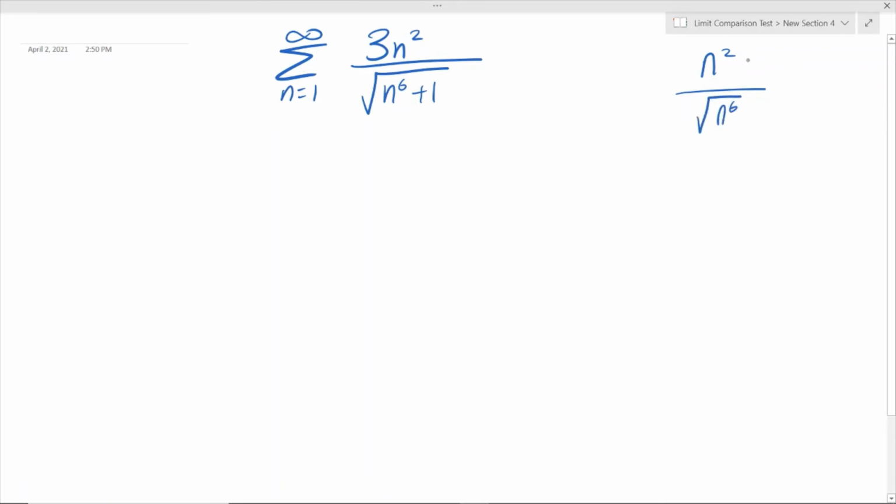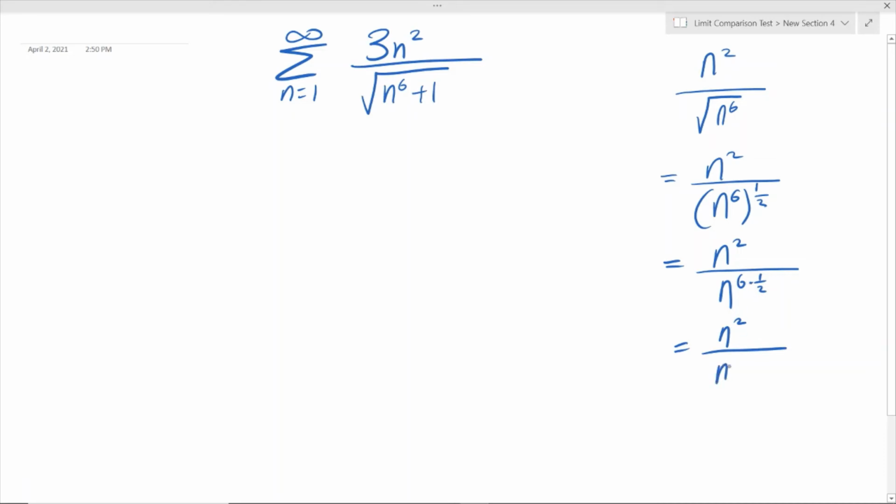We're going to make another series to compare with, and the best way to do that is to find the highest powers of n from here. Now we are going to simplify this. We have n squared at the top. At the bottom, we have n to the exponent of 6, and the square root can be rewritten as a half power. We can use the exponent law, 6 times 1 over 2, which is 3. So we have n squared over n to the exponent of 3, and this will give us 1 over n.